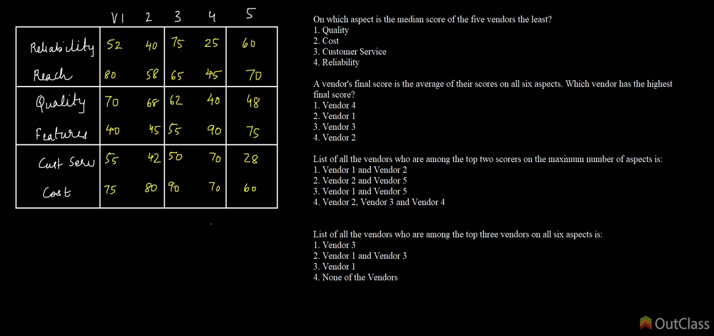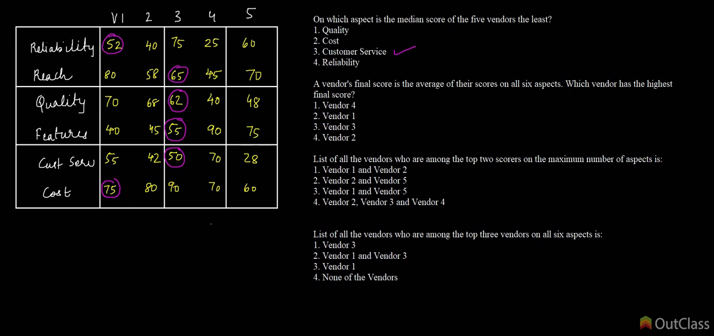For reliability, it's 75, 60, and 52. For reach, it's 80, 70, 65. For quality, it's 70, 68, 62. For features, it's 90, 75, 55. For customer service, it's 70, 55, 50. And for cost, it's 90, 80, 75. The lowest median is the 50 for customer service. So customer service is the answer.